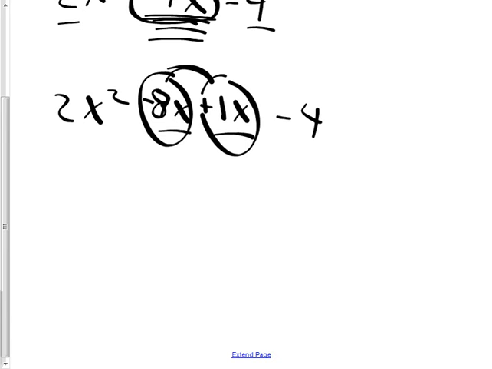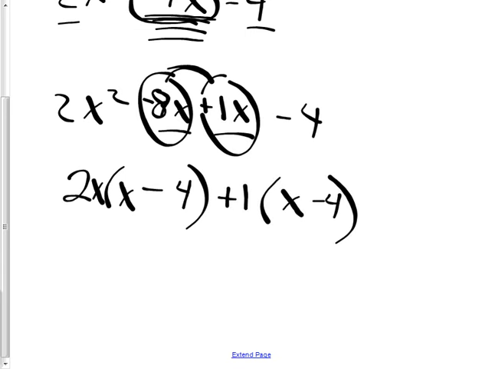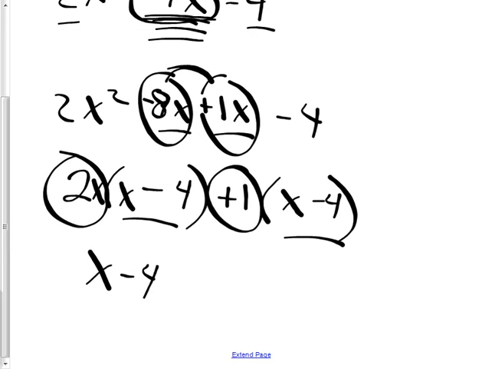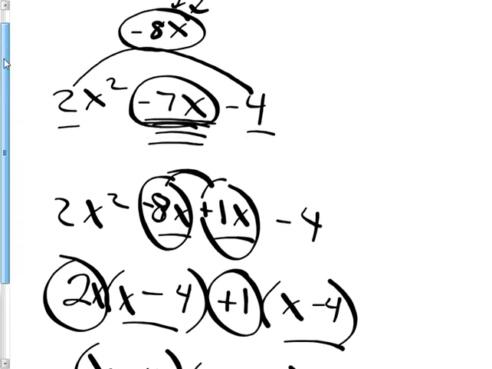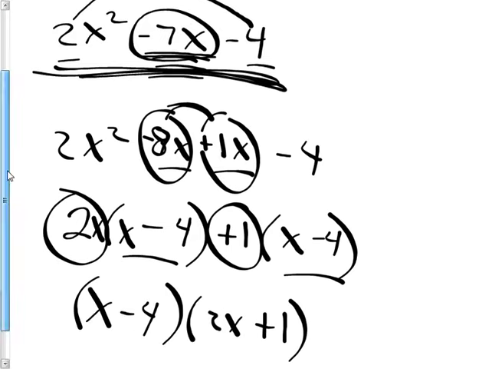You do not have to do it this way. But if you wanted to continue from there, you'd take the 2x out and you'd have x minus 4. And then over here, you'd take out the 1 and you'd have x minus 4. And that's one of your answers, x minus 4. And then the other part of your answer is 2x plus 1. Personally, I still think I like guess and check better. But either way, you have to be able to factor those kinds of things. Yes. All right, so that was starting with this and factoring it into that.